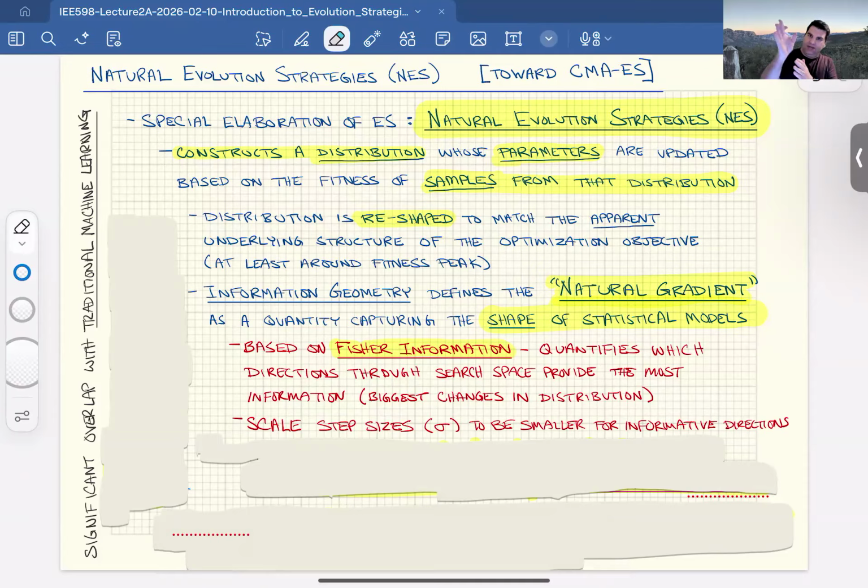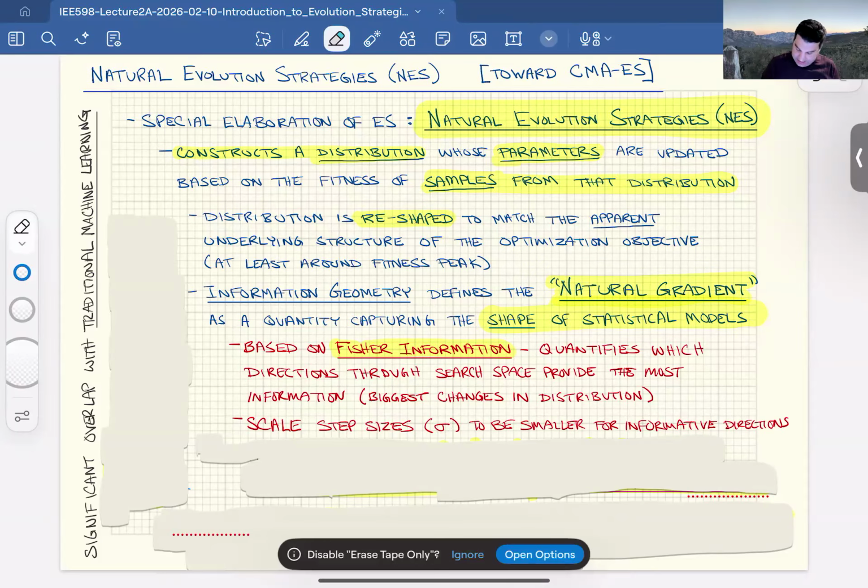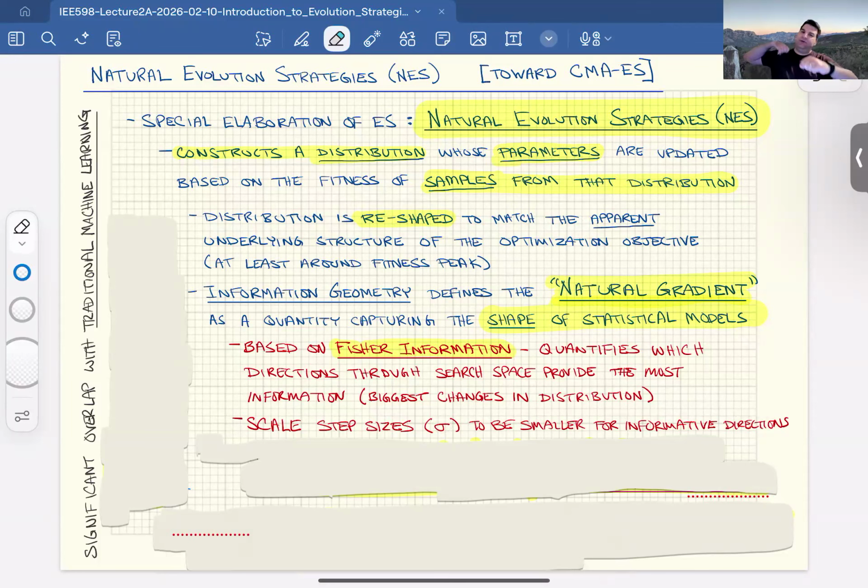So once you know the gradient, the uphill, then from there, you can scale the step sizes to be smaller for the informative directions and larger for the less informative directions. So you can rapidly go through the flat parts of the fitness landscape. You run through that as fast as possible. The steep parts of the fitness landscape, you kind of move more slowly.